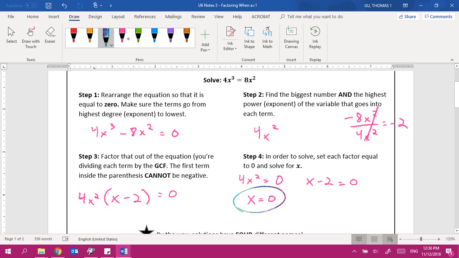All right, what about the second equation over here? X minus 2 equals 0. What would x be? It would be 2. Just add 2 to both sides. And x equals 2. It's like that.